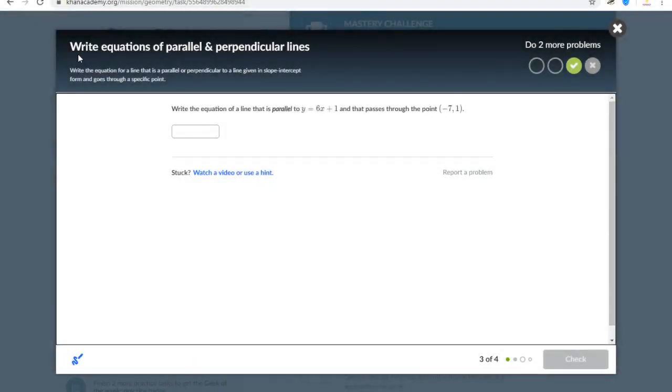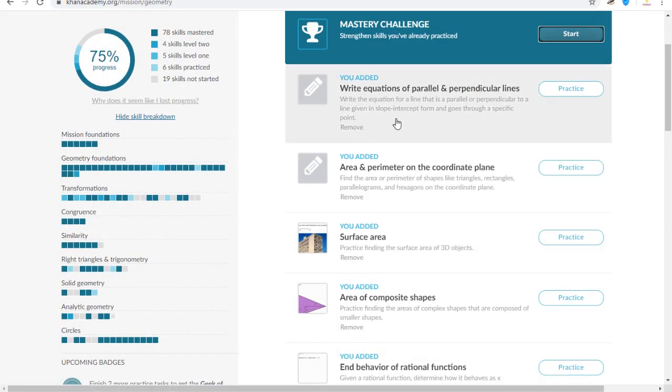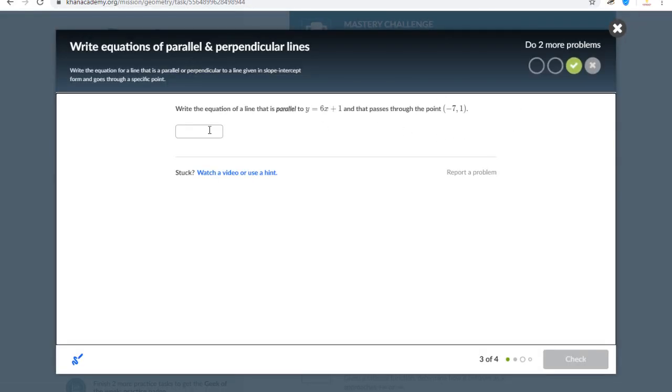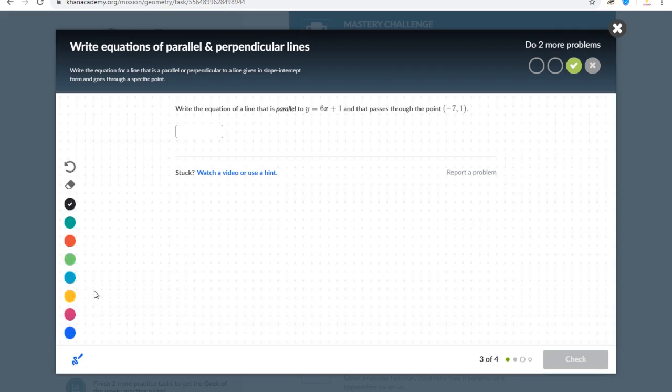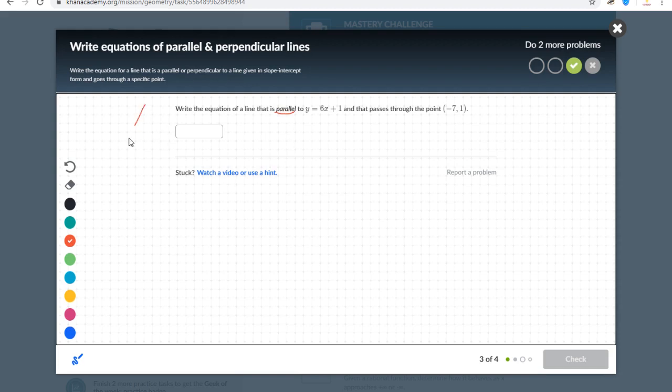Alright, writing equations of parallel and perpendicular lines. So this skill would be right under analytic geometry, it's the last one. So, write any equation of a line that's parallel to y equals 6x plus 1 and passes through the point negative 7, 1. So, one thing to note about parallel lines is they never cross each other.